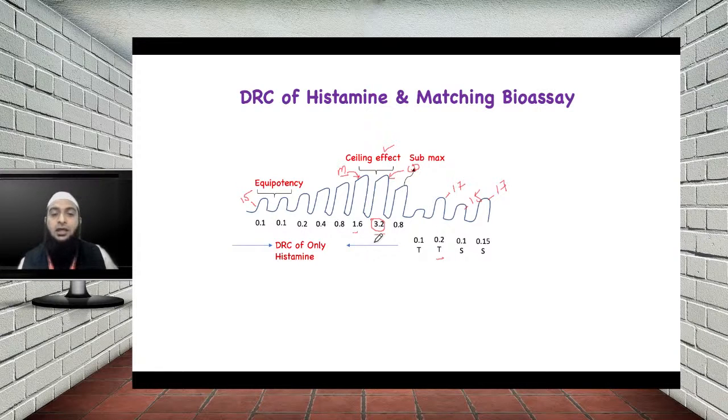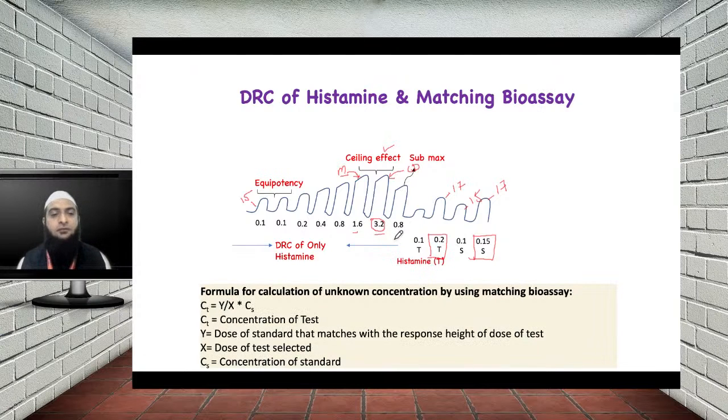is over. Okay, so you know that your dose of the test that you have selected is 0.2 ml, and the dose of the standard that matches its response with the test dose is 0.15 ml. So these are the two doses that you have selected, and you also know the standard concentration of the histamine. So based on this, you can use the formula for calculation of unknown concentration by using matching bioassay.